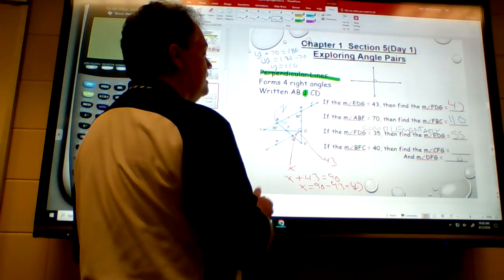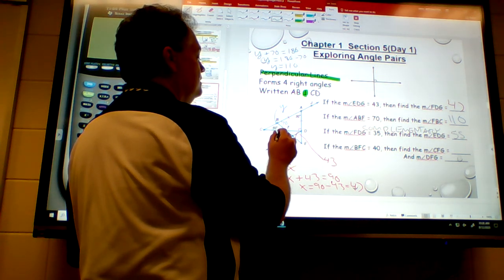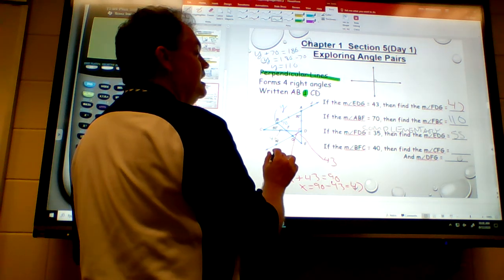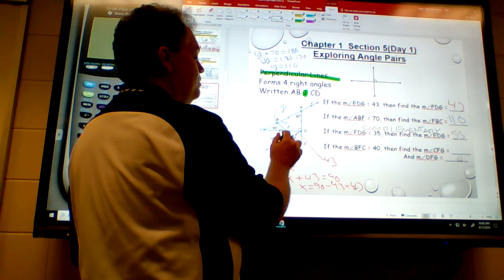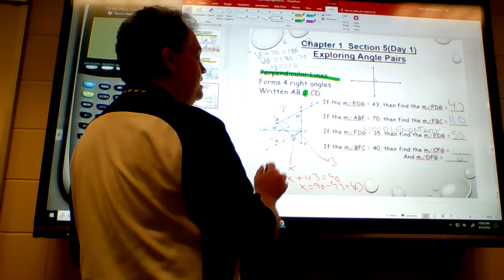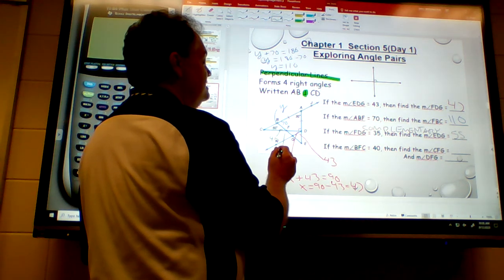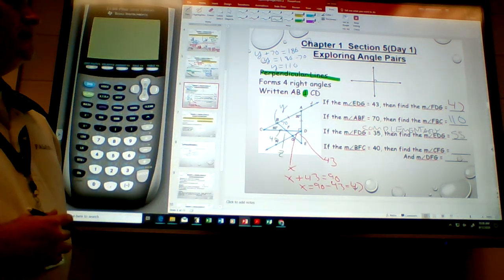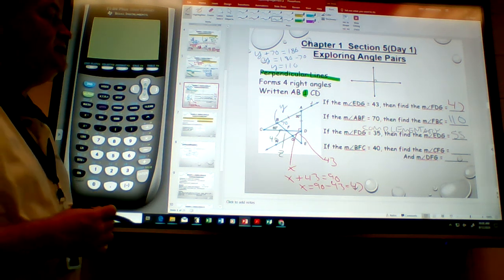And then this one right here, BFC, that's this angle right there. We'll label it right there in green. It has a measure of 40 degrees. And then the measure of angle CFG, down here, we don't know it. So we'll call it Z. And then it's going to ask you for the measure of DFG, which we'll talk about as well.